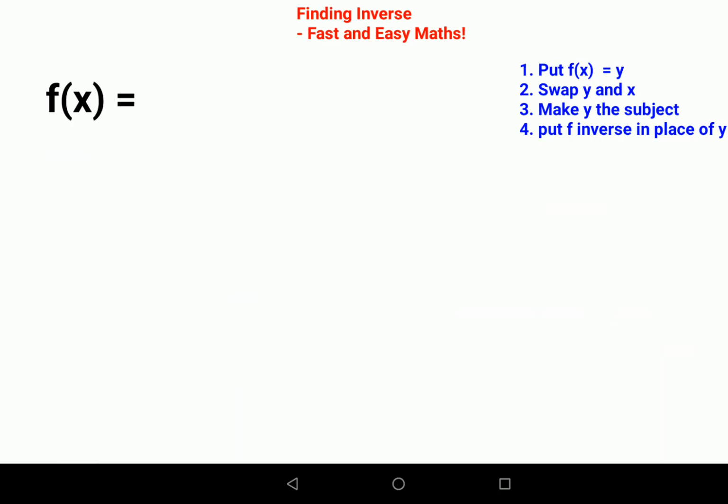Now coming to your DIY, I want you all to tell me what will be the f inverse of 3x minus 10. Do let me know your answers in the comment section.